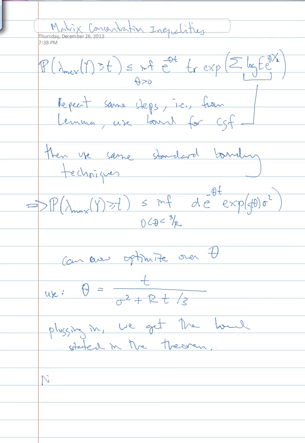A few notes are that, as with essentially everything that we've said, these extend to general square matrices rather than just Hermitian matrices. This is very flexible. We can remove the Hermitian assumption. And in general, Matrix Bernstein is a very flexible tool, and in future lectures we'll look at a few more applications of it.